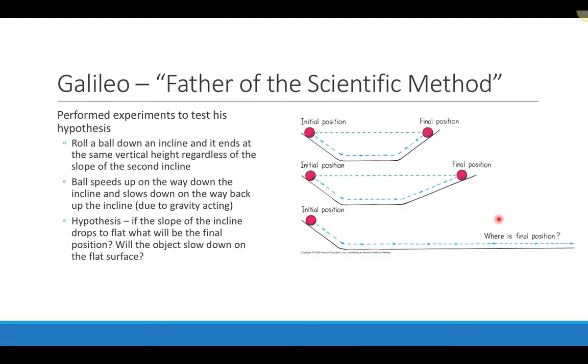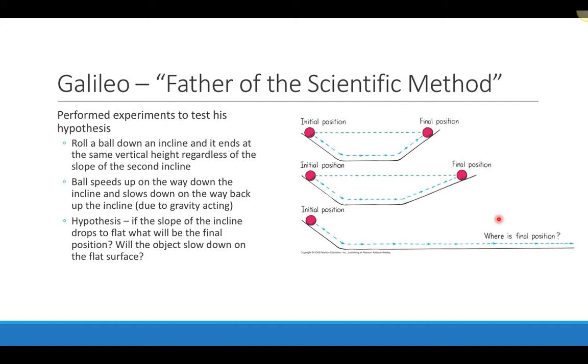So what's the big difference between Galileo and Aristotle? Well, Galileo was a scientist, and he actually performed experiments to test the hypotheses that he had, whereas Aristotle just made assumptions based on what he saw, but he never actually performed experiments. So Galileo is thought to be the father of the scientific method.